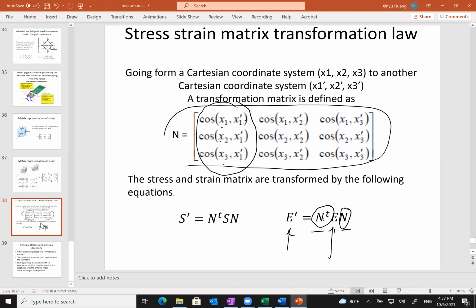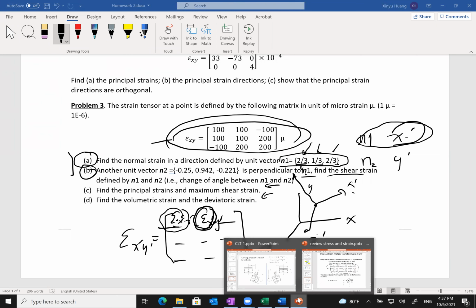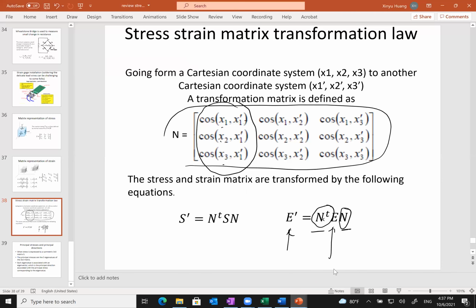Now that essentially is this vector here, these three numbers. If you look at it, this is the direction cosine of the x prime axis. We call it n1, x prime. And then the second column of the transform matrix is the direction cosine of the second direction, x2 prime. This is these three numbers.